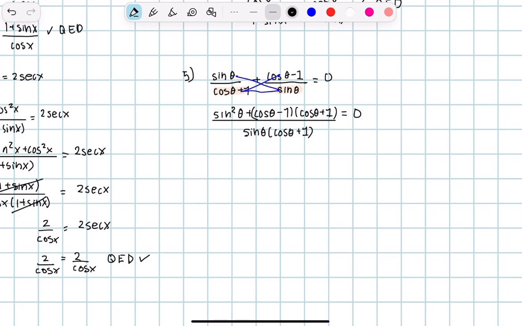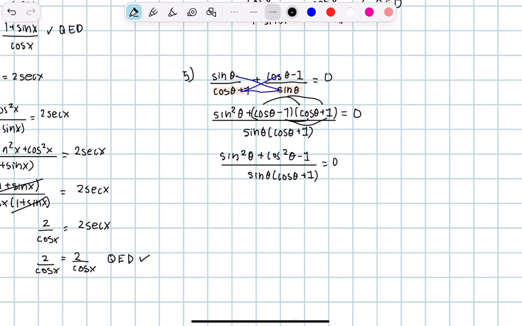So now you can simplify the numerator. This is going to give you, you can write that down here, sine squared theta plus cosine squared theta minus 1 divided by sine theta times cosine theta plus 1 is equal to 0.